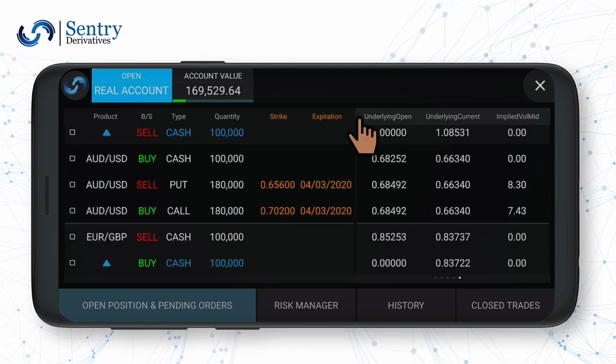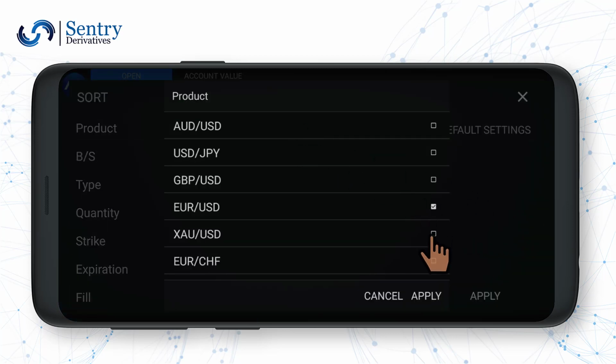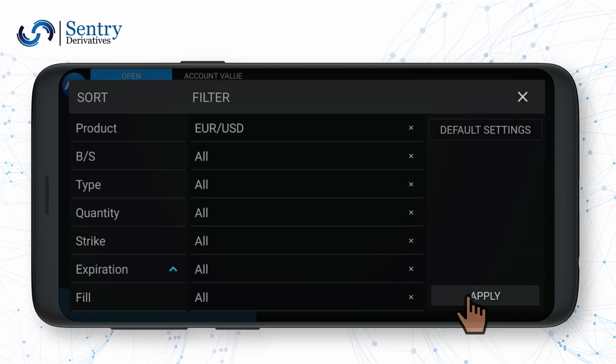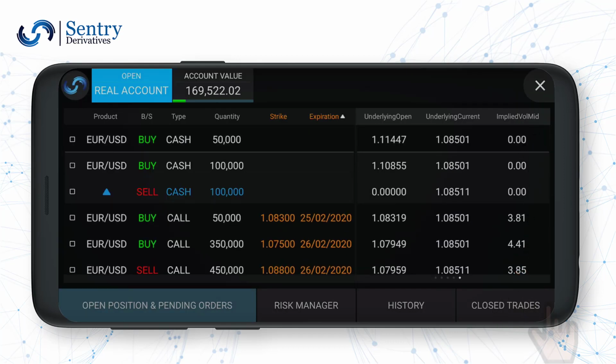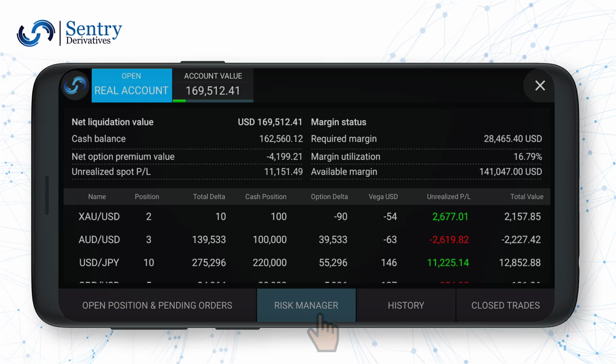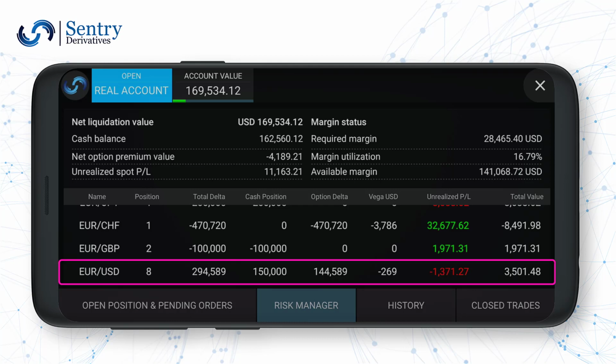I can long press at the top of the page and filter to show me, for example, only my Eurodollar positions. Apply. Here are all of our Eurodollar positions. The risk manager shows us our net exposure by currency pair or by product. So in Eurodollar, for example, we're long 294,000 equivalent Eurodollar, which is coming from 150,000 of cash or spot position and 144,000, which is coming from options.